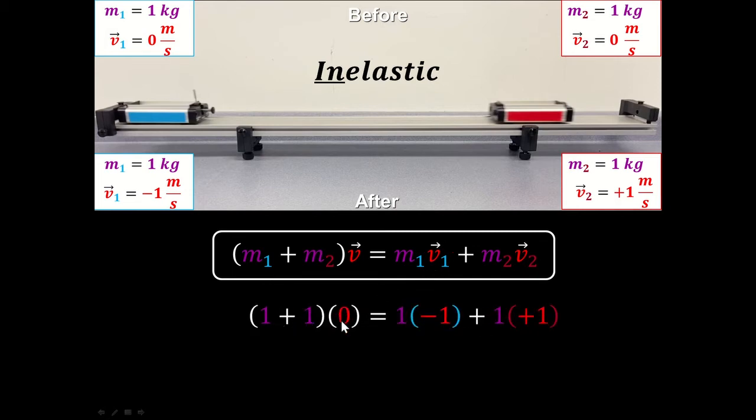So we had the 2 kilograms that were initially stopped. The blue cart moved back to the left, and the red cart moved back to the right. 2 times 0, negative 1 and positive 1. Momentum was conserved.